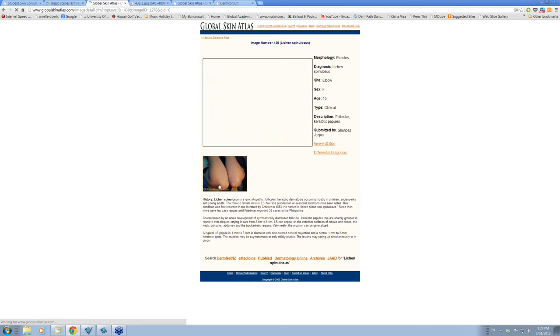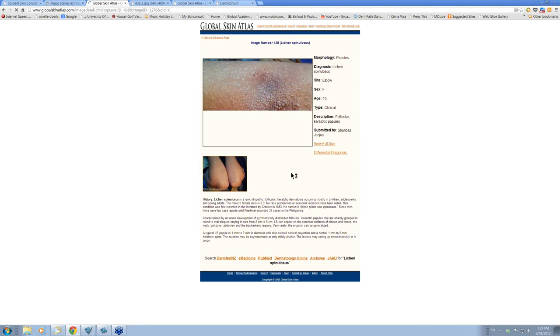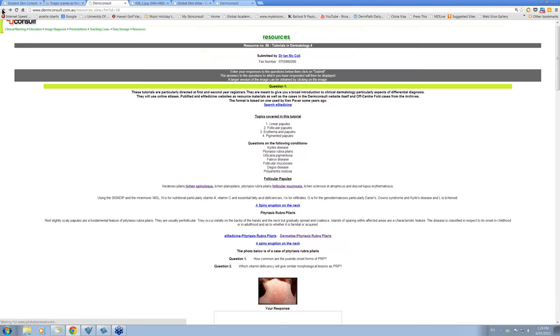Might be a better image. Let's look at this one here. Lichen spinulosus. Not going to see it often. I mean, obviously, I think lichen nitidus is one of your differentials, but usually lichen nitidus is smooth-surfaced. It's not that keratotic, rough keratotic surface that you get in lichen spinulosus. Okay, let's flick back.